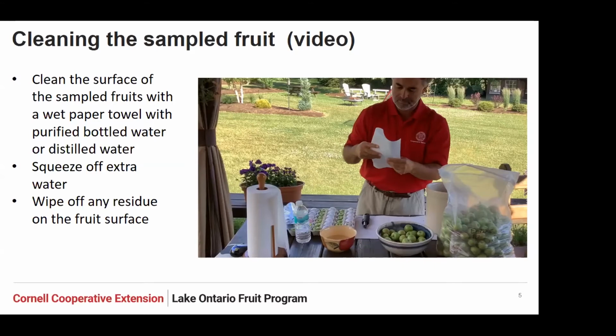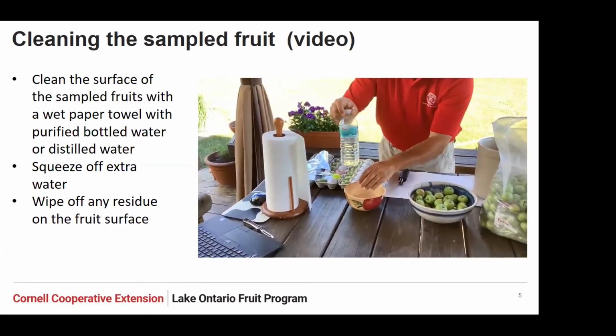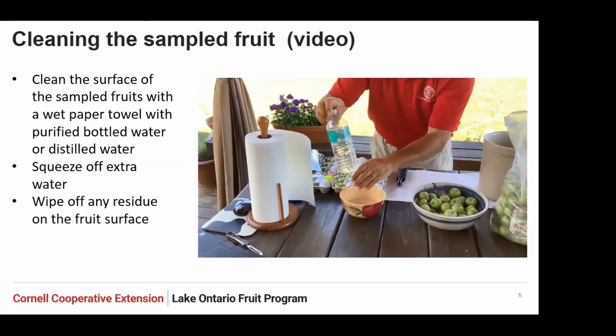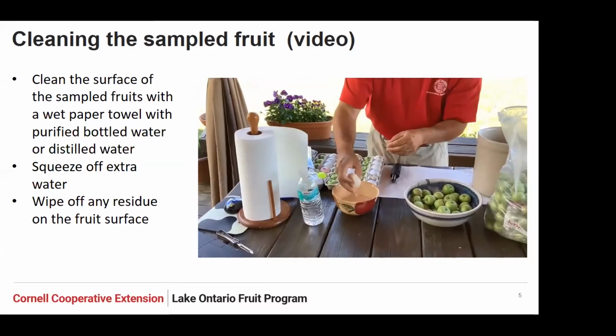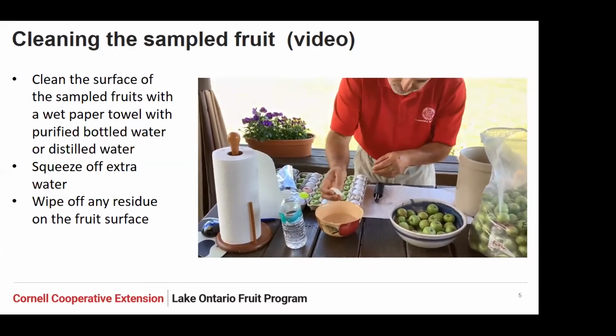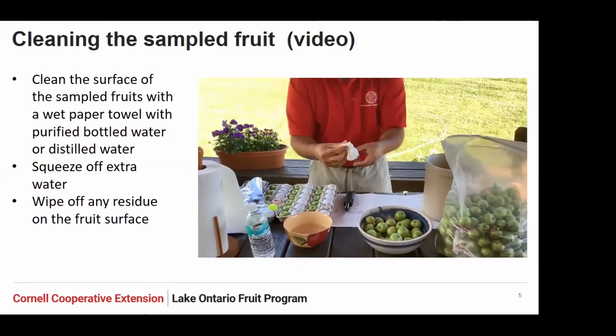You're going to squeeze off the extra water, and you're going to wipe off any residue on the fruit surface. So this is kind of an important step. Don't overdo it. Don't squeeze the paper towel too much. Like up there, I got that purified water from Tops, and I'm going to squeeze that paper towel. I made that mistake in the past. I was overdoing it. I really made sure that I squeezed everything, and I clean the surface just to remove any residue.